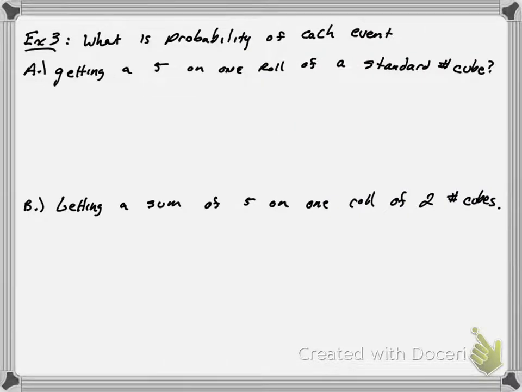Example 3, what's the probability of each event? Getting a 5 on one roll of a standard number cube. Again, what do you want to happen? Well, you want to get a 5, so that's one thing that can happen, out of how many total numbers on a cube? It's 6, so the probability is 1 over 6.